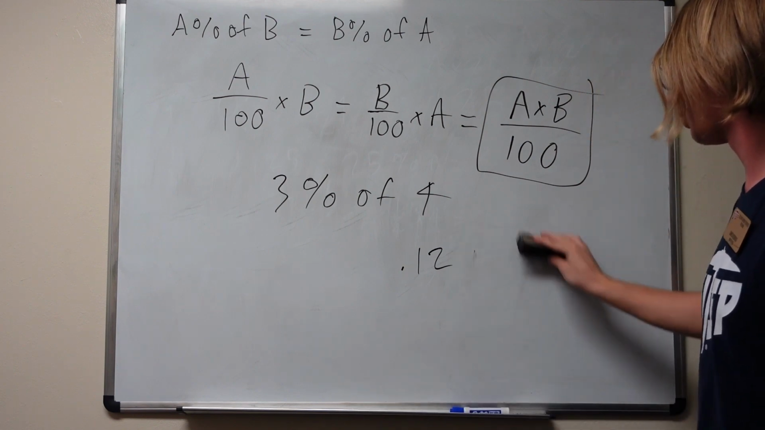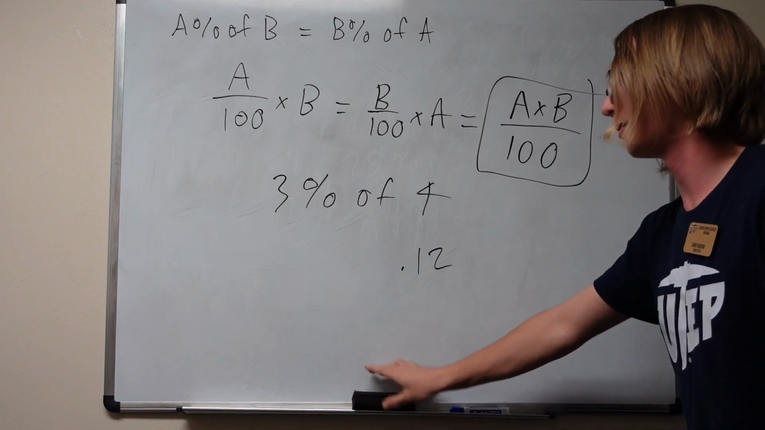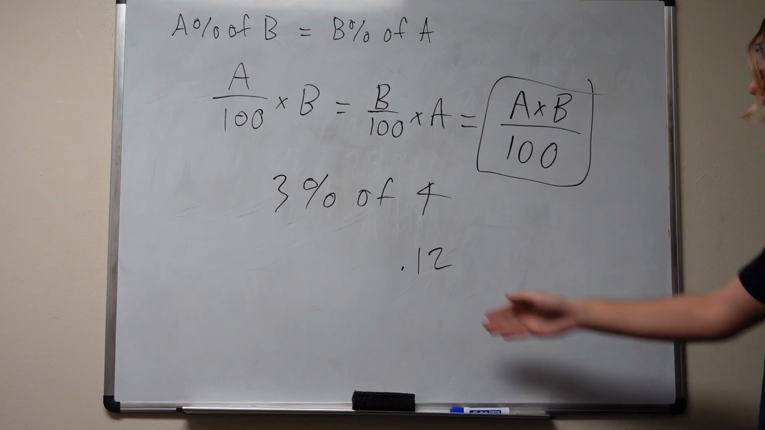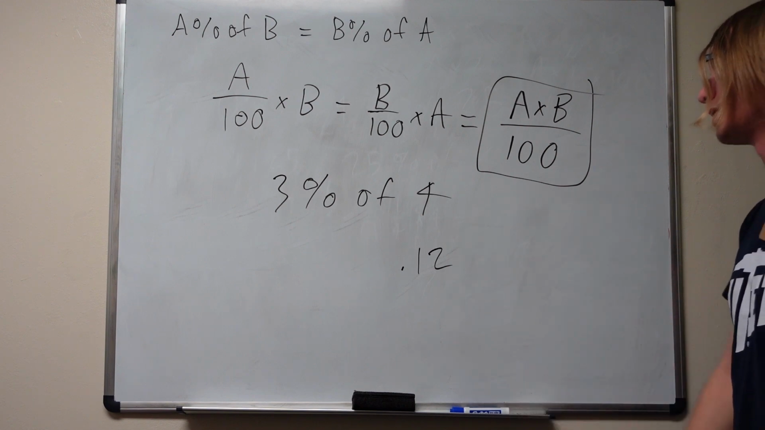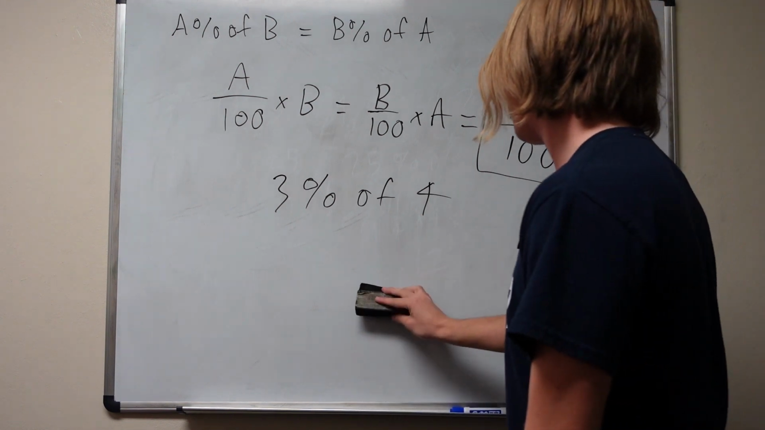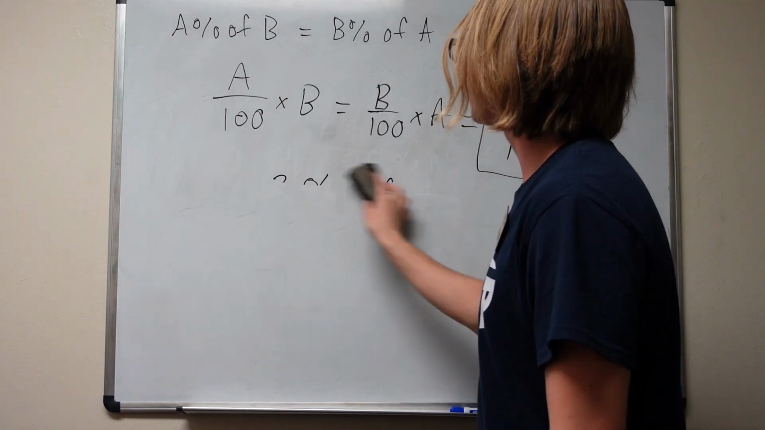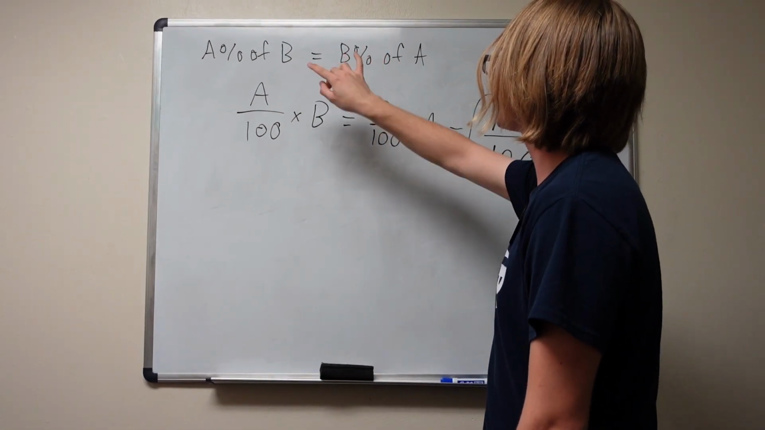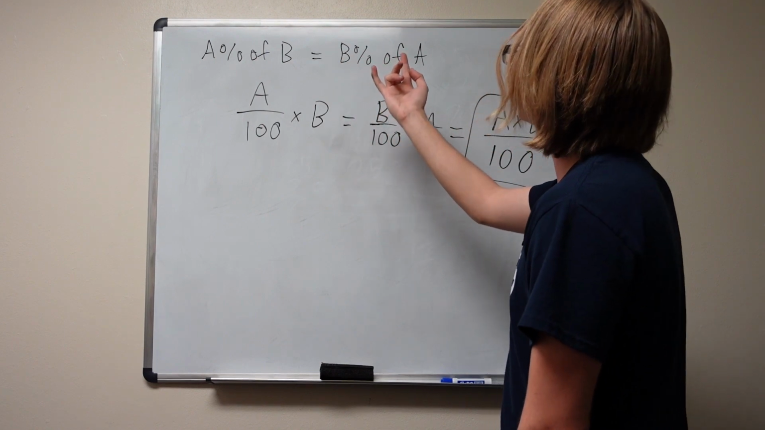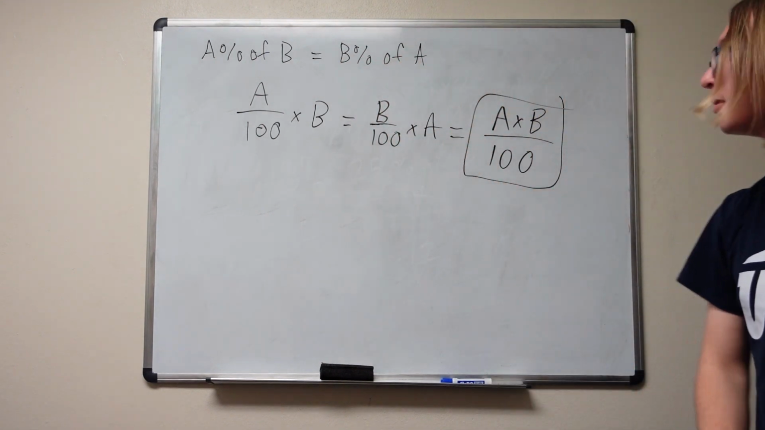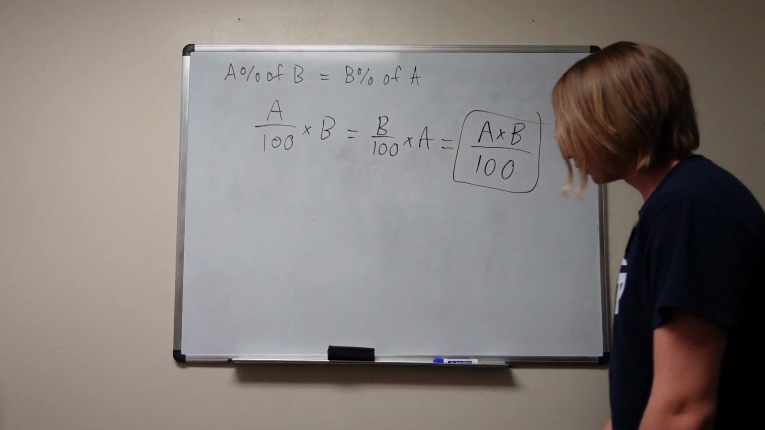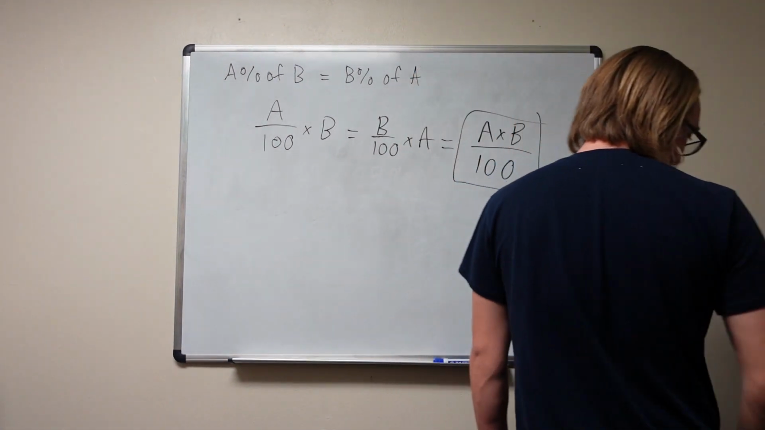Yeah, 0.12 is probably the same thing as 3% of 4. And it makes sense because it's a really small number. So the idea is if you flip which one is the percentage of the other one, then it's also a true statement. Yeah. So those are the first 3 tricks.